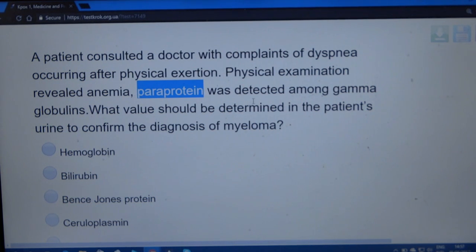Myeloma. Of course, to diagnose myeloma, there must be what? Paraproteins. So what is used to determine paraprotein in urine? Your most probable answer is what? Bence-Jones protein. So that is your answer. That is the diagnostic tool that you will use.